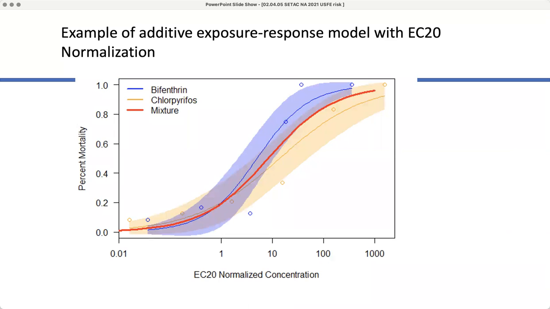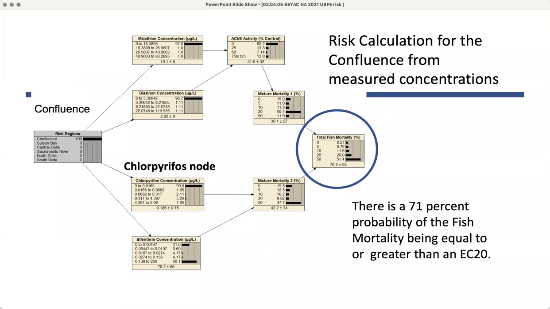So here's just an illustration where the blue line is the dose response curve for Bifenthrin. The yellowish is Chlorpyrifos, and the EC20 normalized concentration, because we're trying to make this model specifically on the EC20, is the red line. So here we have that line that describes the toxicity of that particular mixture. So that's what we're calculating.